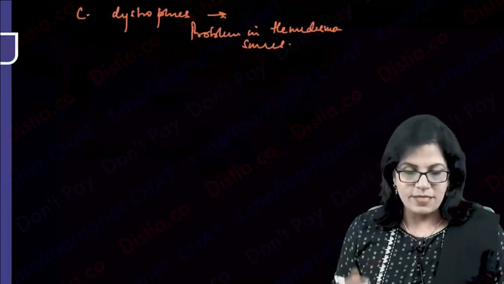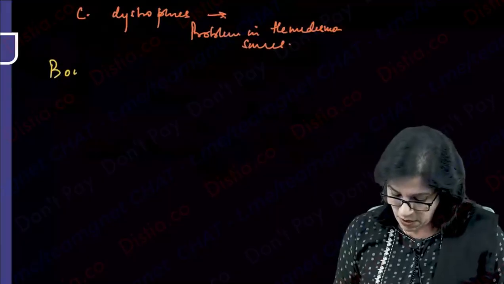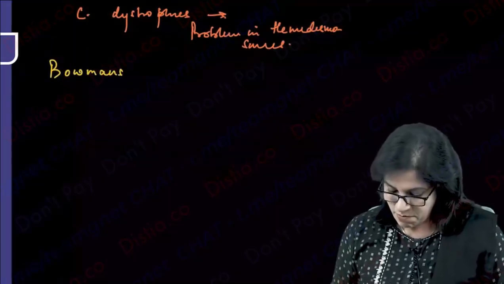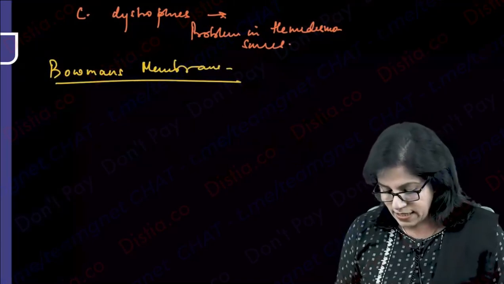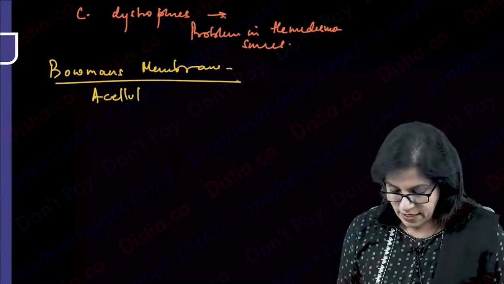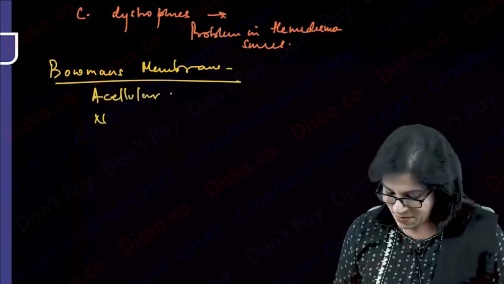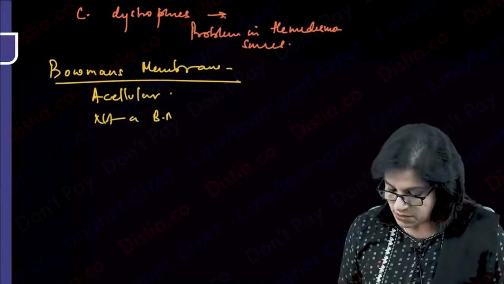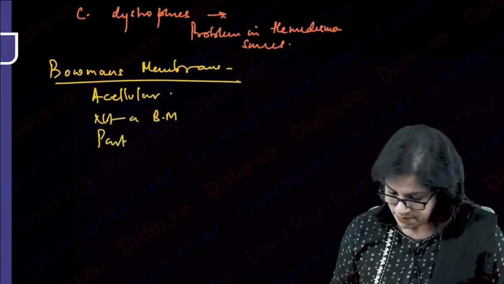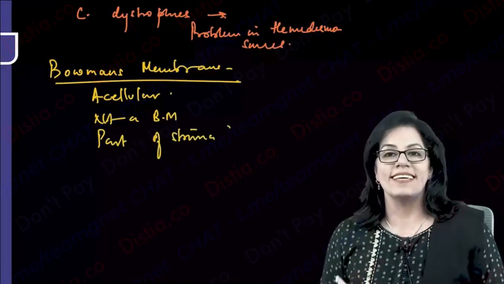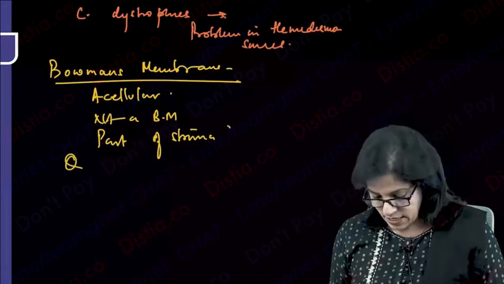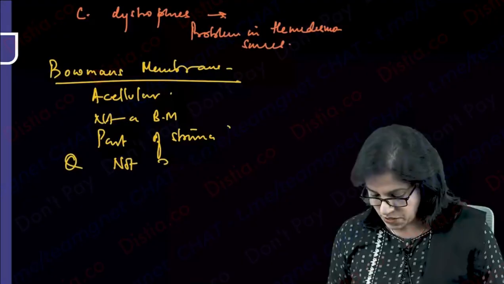Next we talk about Bowman's membrane. So actually Bowman's membrane is part of stroma only. Okay. So this is an acellular membrane. It is not a basement membrane, just remember, and it is part of stroma, and therefore very important thing, it will not regenerate. Okay, this is important, does not regenerate.